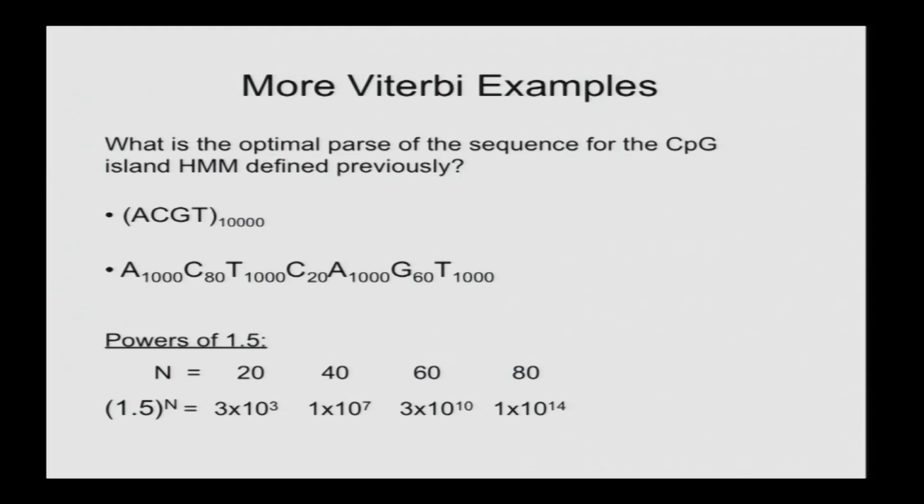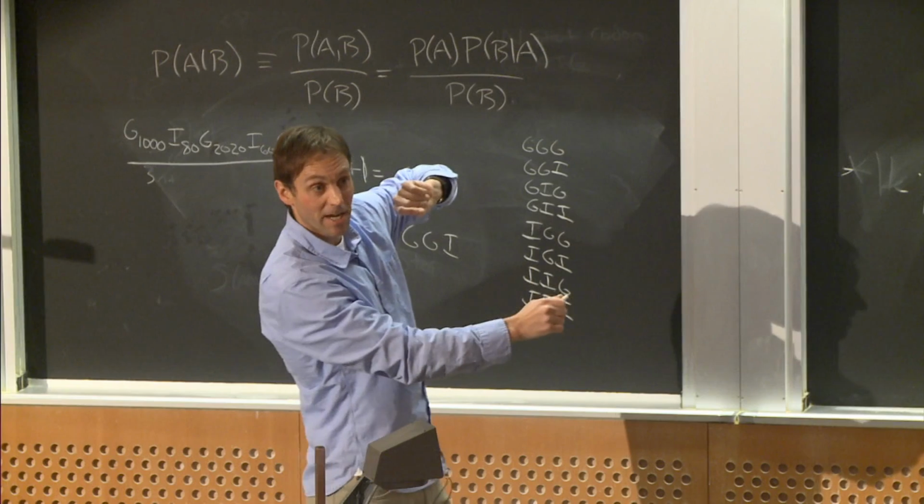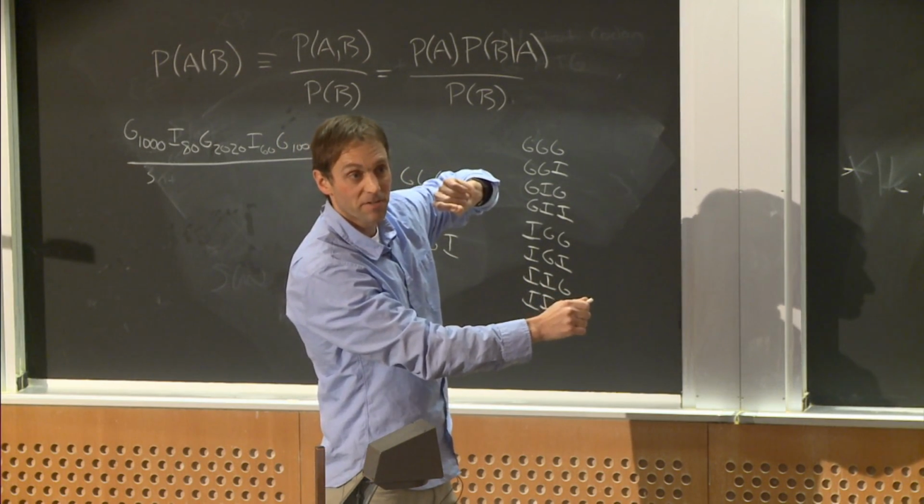Right. So if everyone agrees that we're going to start in genome, we've got a run of 1,000 A's, and genome is favored anyway, so that's clear. We're going to be in genome at the beginning for the first 1,000, and be in genome at the end. Then if you're going to go to island, you have to pay 2 penalties, basically.